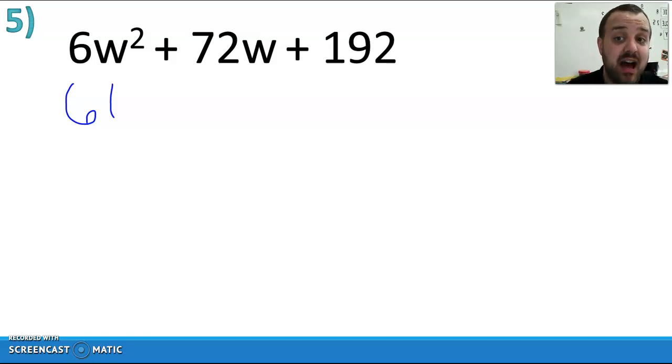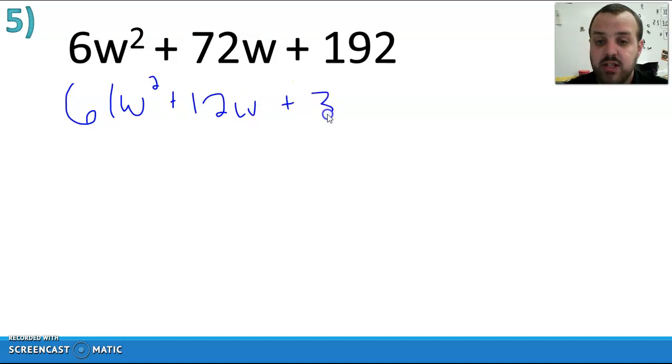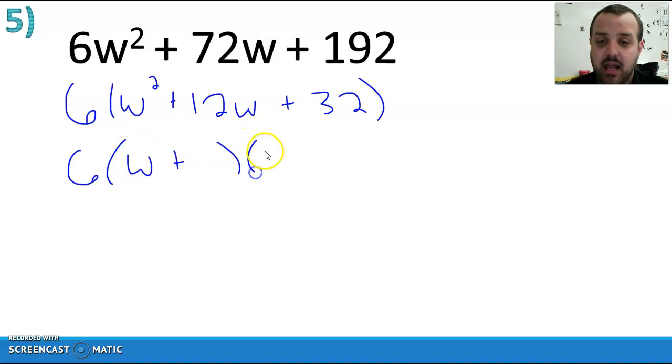You can kind of figure this out as you go, what numbers go into each of these, okay? We're going to have w squared over here, plus 12w, and plus 32. The 6 is the one that goes over here. And then I'm going to go ahead and factor this. I'm looking for numbers that multiply to 32 and add to 12. Okay, so again, we know our signs are going to be plus and plus.